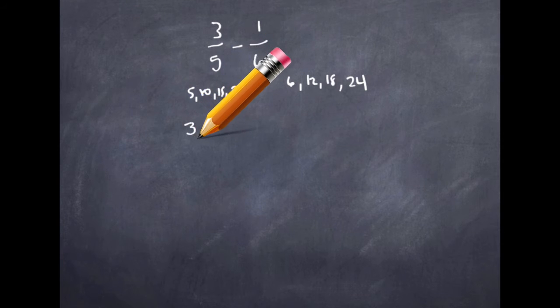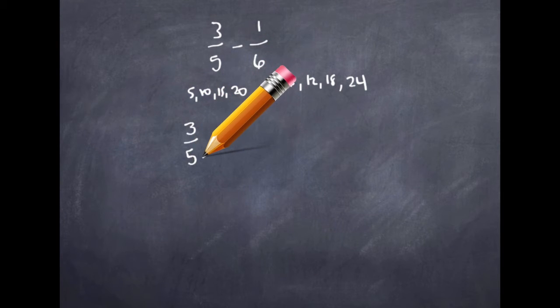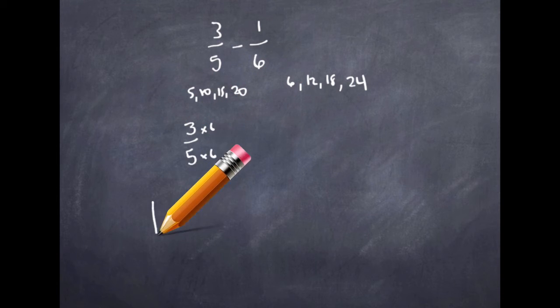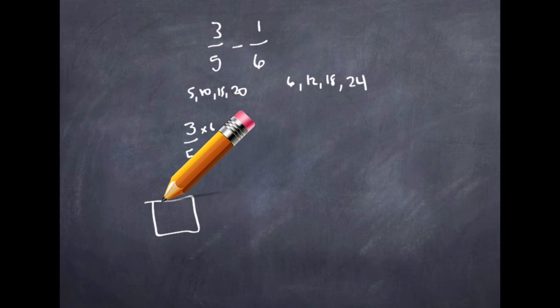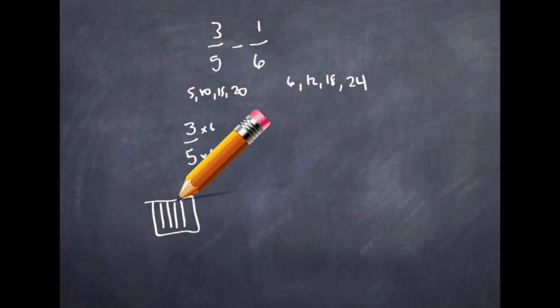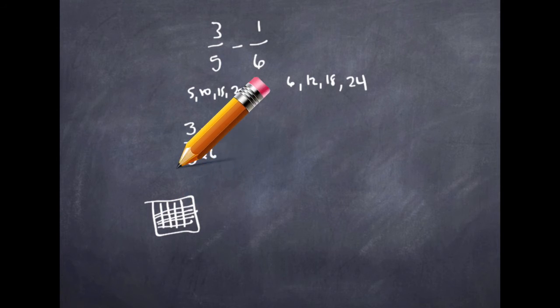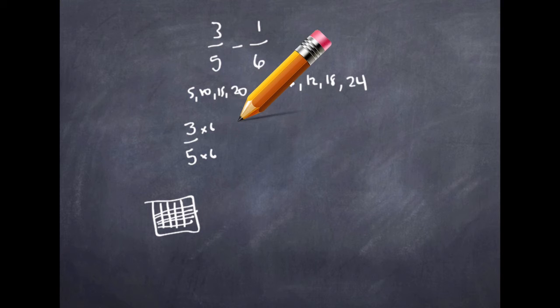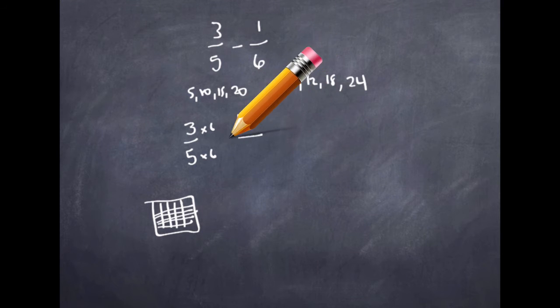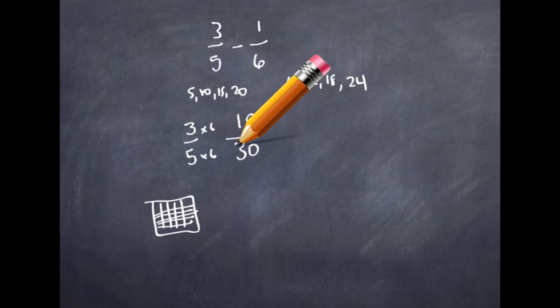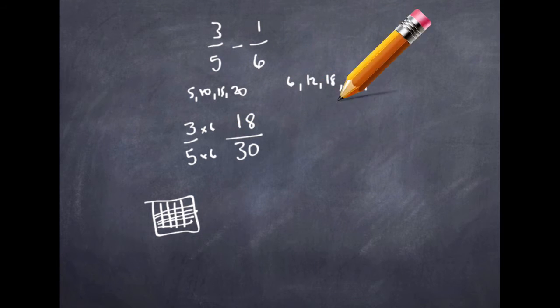So I'm going to take that 3/5. I'm going to times it by 6, right? Because if we think back to that rectangle again, we're going to take our fifths, and we're going to split them 6 times. 1, 2, 3, 4, 5, 6, okay? So if we did that, 3 times 6 would give me 18. 5 times 6 would give me 30. So 18/30ths, right?